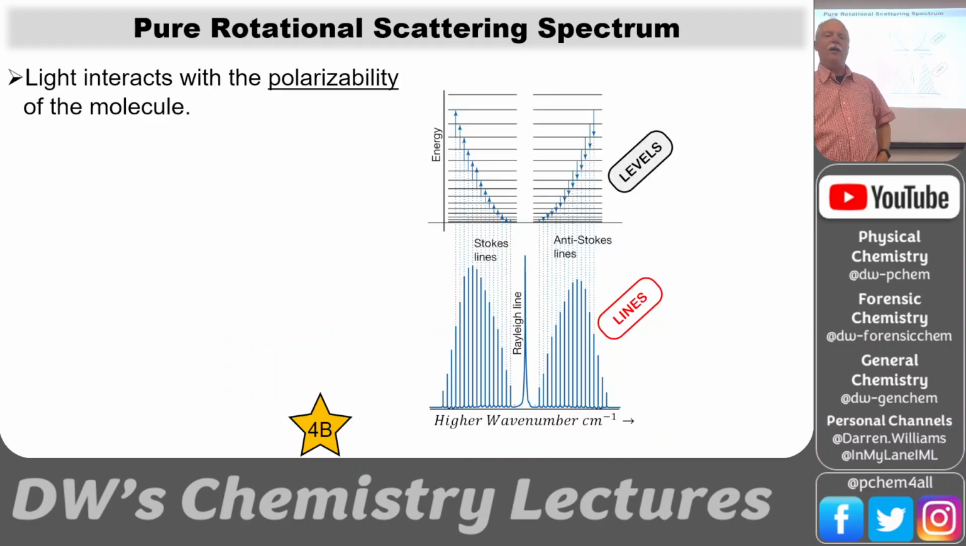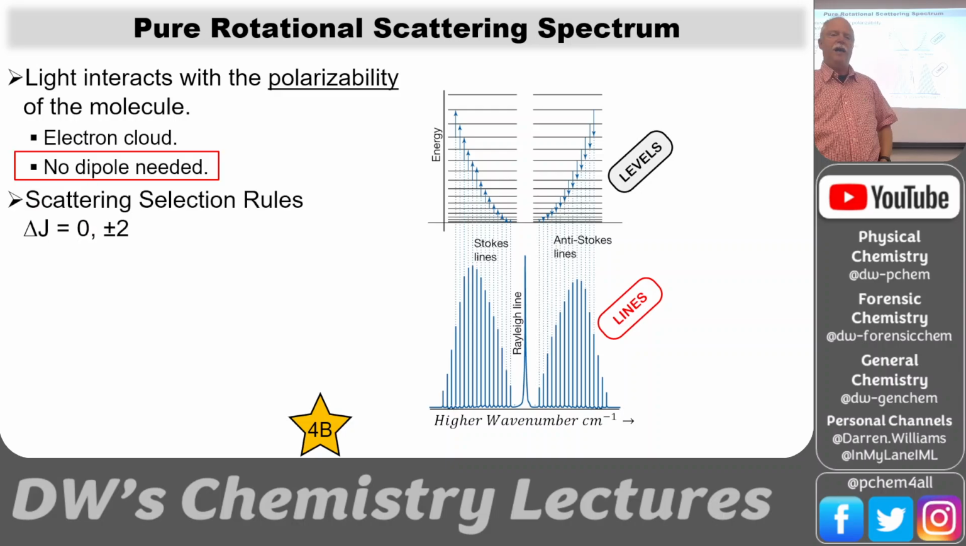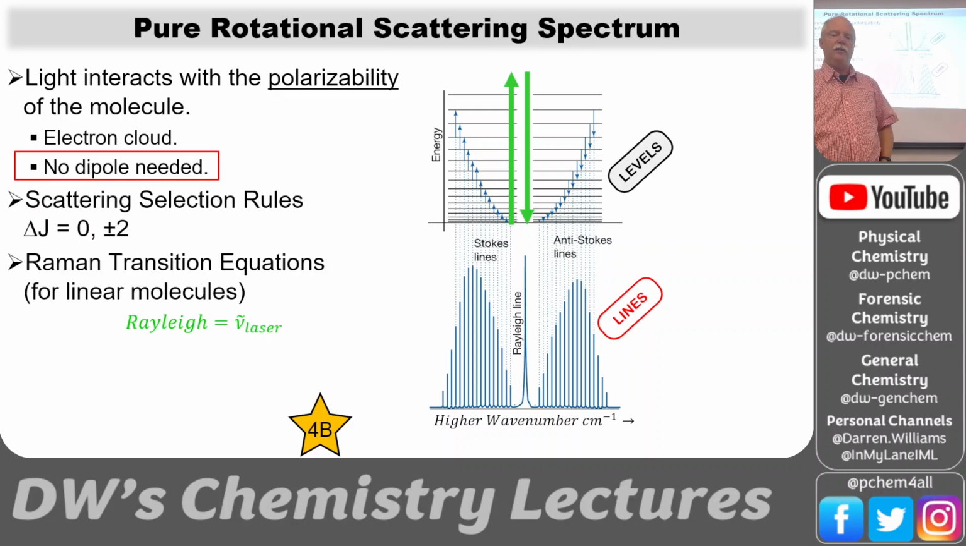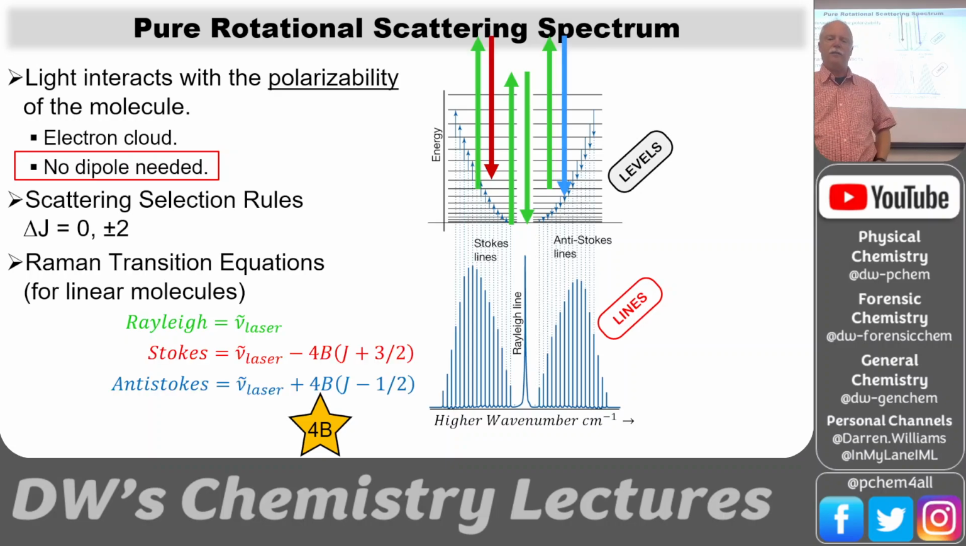This does not require a dipole. And so this is what we get. We get a Rayleigh line, and then we get the Stokes and anti-Stokes lines. So this is what we see here in the spectrum. We would have this big line in the middle, which is the Rayleigh scattering line. And then we have the anti-Stokes lines and the Stokes lines. Okay.